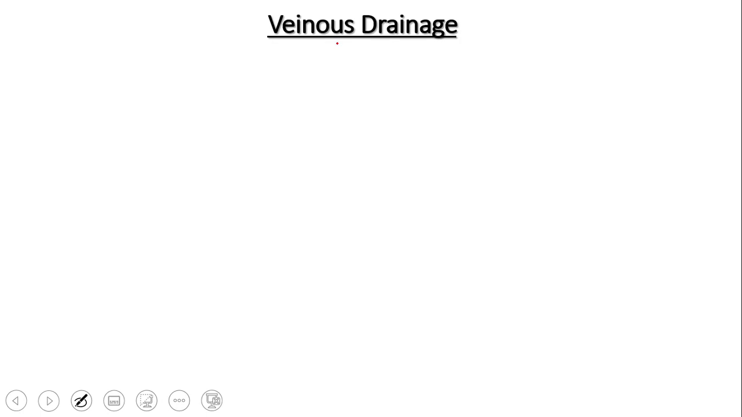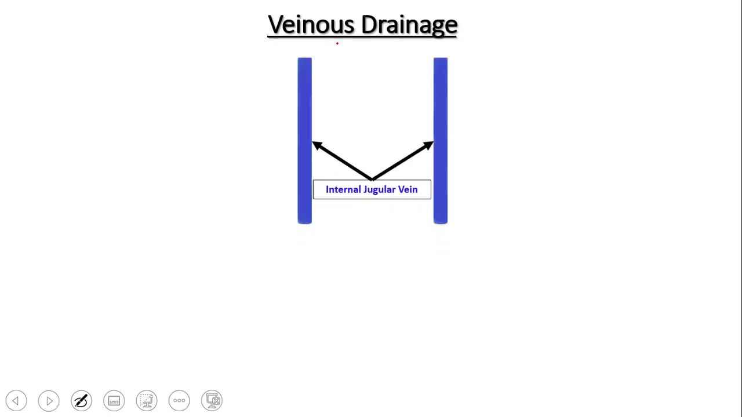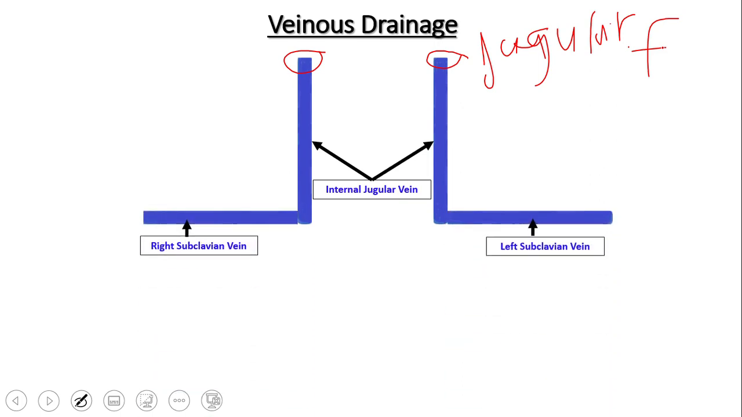Now, with the venous drainage. We have the internal jugular veins, right and left. They take the deoxygenated blood from inside the skull and then exit the skull through the jugular foramen. Then each internal jugular vein joins the subclavian vein. So the left internal jugular joins the left subclavian and the right internal jugular joins the right subclavian vein. The subclavians drain the venous blood from the right and left upper limbs.